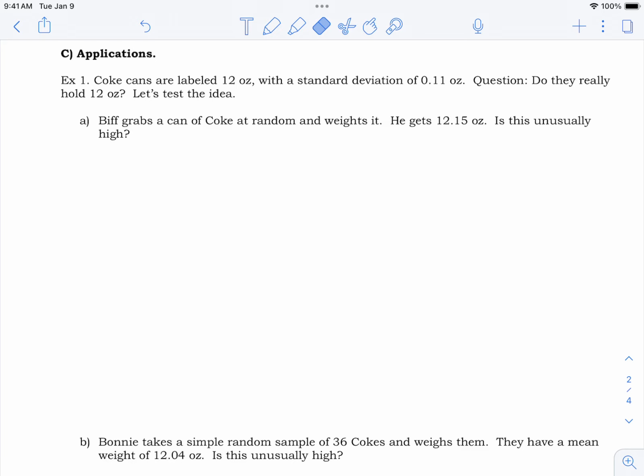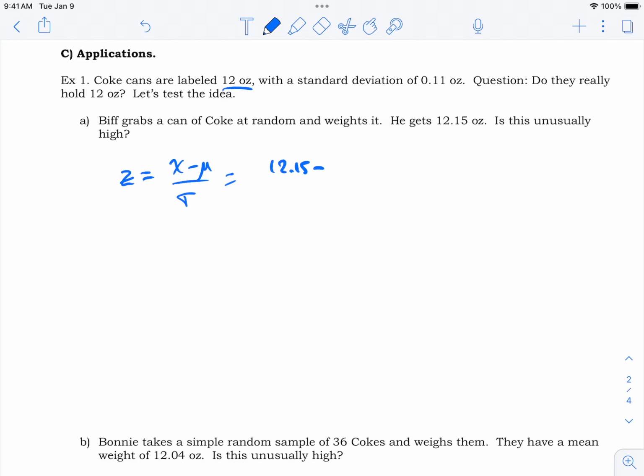Is this unusually high? Well, this is what we used to do a couple lectures ago or so, right? You get a z-score is what you do. You take your x minus your mean over your standard deviation, and we're talking about individual cans. There's nothing different here. There's nothing sample-wise. It's just a sample of one. It's just an individual can. So it weighs 12.15 ounce.